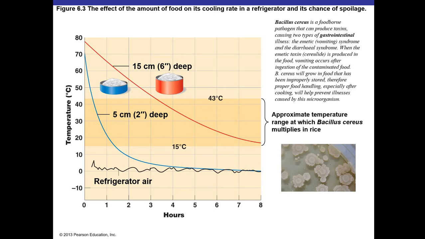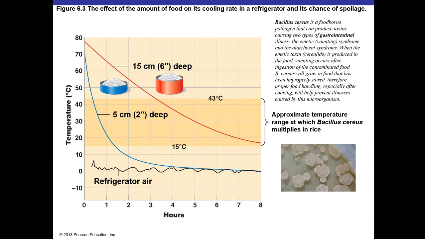When we think about how we handle our food, one of the problems we always see is when we try to do large amounts, whether it's cooking large amounts or cooling large amounts. Here we see the effect of the amount of food on cooling rates in a refrigerator and its chance of spoilage. So one bacteria that's associated with rice is Bacillus cereus.